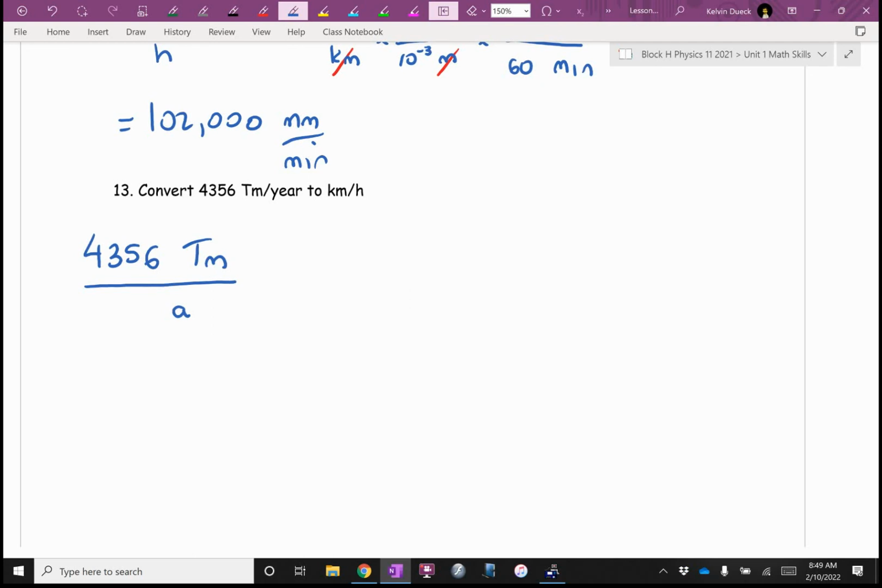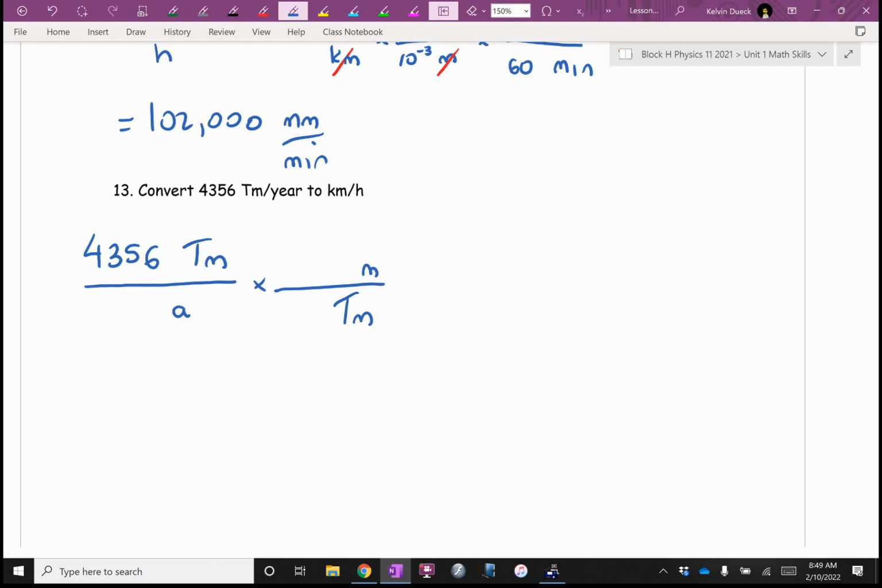Jada, we're going to convert terameters to kilometers. We're going to convert years to hours. Which one do you want to do first? Okay, so where is terameters going to go? What's going to go on the top? Not kilometers yet, but just plain old what? Good. Tera, 10 to the 12th.